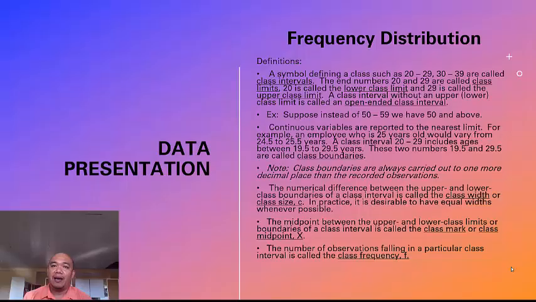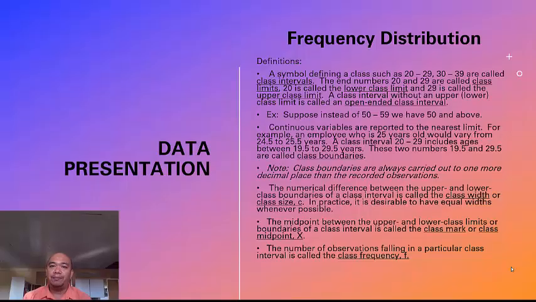And then we have also terms like class boundaries, and class boundaries are also called true limits. For example, we have lower class boundary, that is also called the true lower limit, and then upper class boundaries are called the true upper limit. We have also class size, which is the numerical difference between the upper and lower class boundaries.